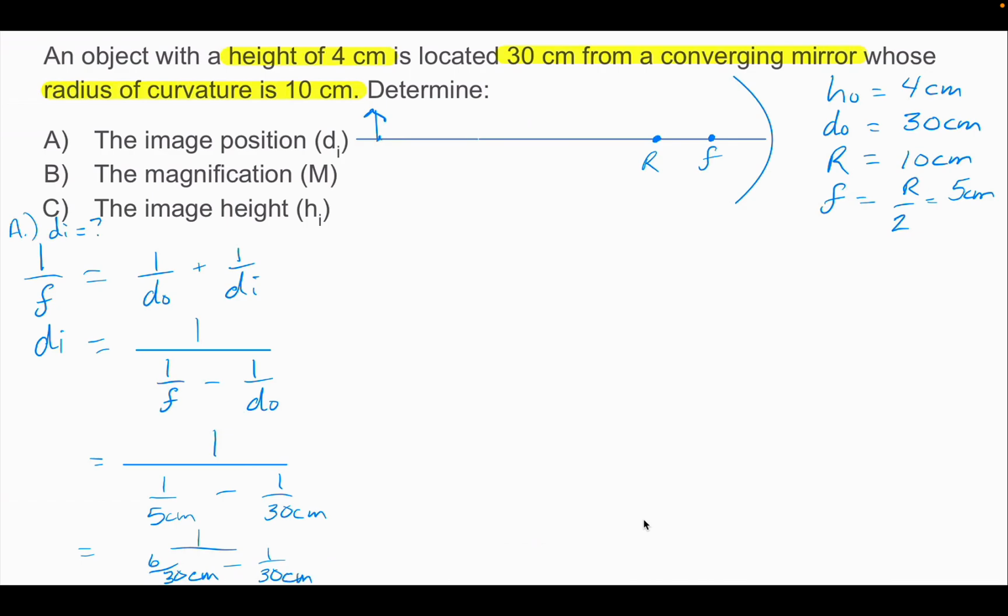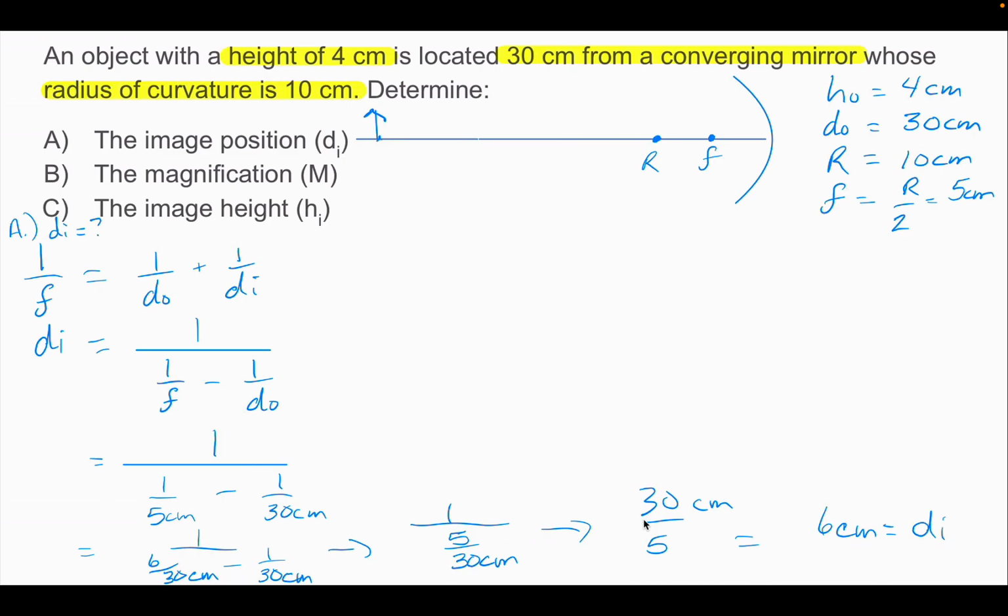Now math would have it that this ends up being 1 over 5 over 30 centimeters. And if I flip that up top, that ends up giving me 30 divided by 5 centimeters, which is going to give me a DI of 6 centimeters. All right? So that's number 1.